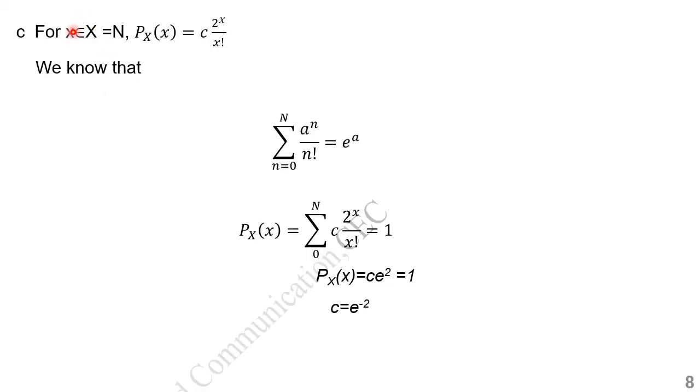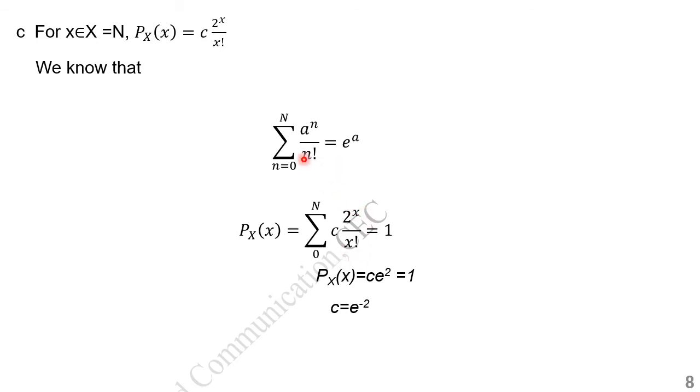We'll solve the third part of this problem. X belonging to x, that is equal to n. Qx of x is defined as 3 into 2 to the power x divided by x factorial. Let us make use of this formula, which gives you n value varying from 0 to n, a to the power n divided by n factorial is equal to e to the power a.